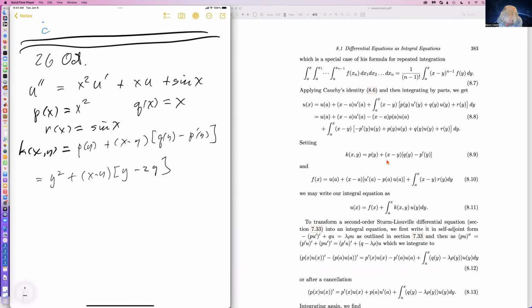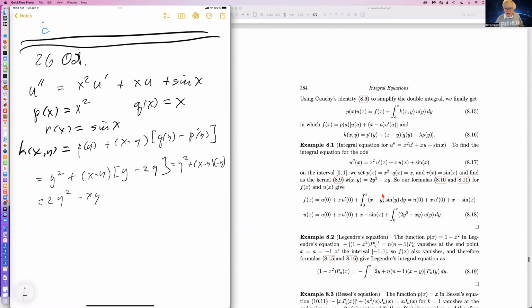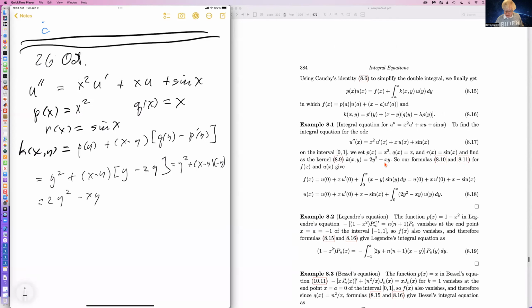Okay. So what we see here is that this is equal to y squared plus x minus y times minus y. And that gives us 2y squared minus xy. And I think that in my solution, I made a mistake. What did I say? Oh, no, I got it right. Okay. So k of xy is 2y squared minus xy.